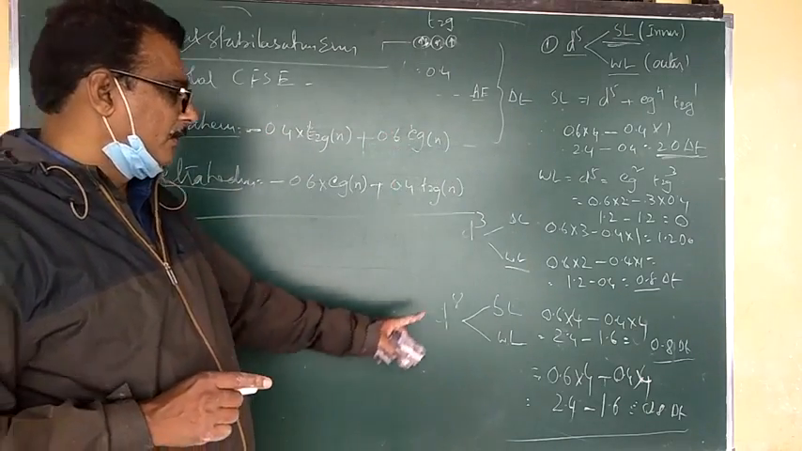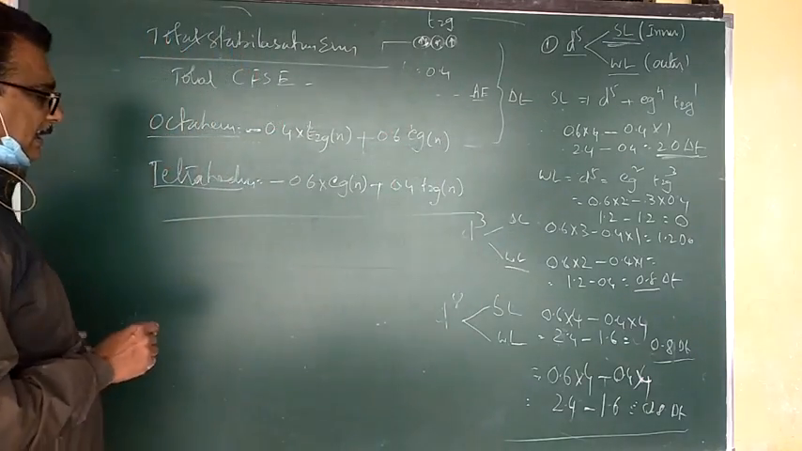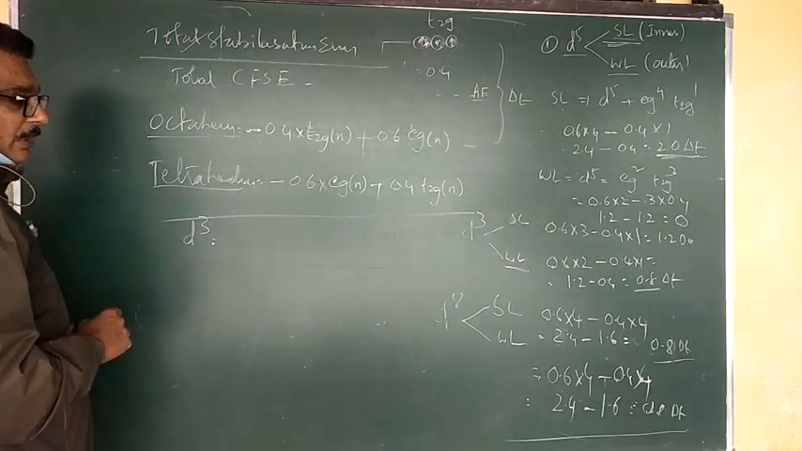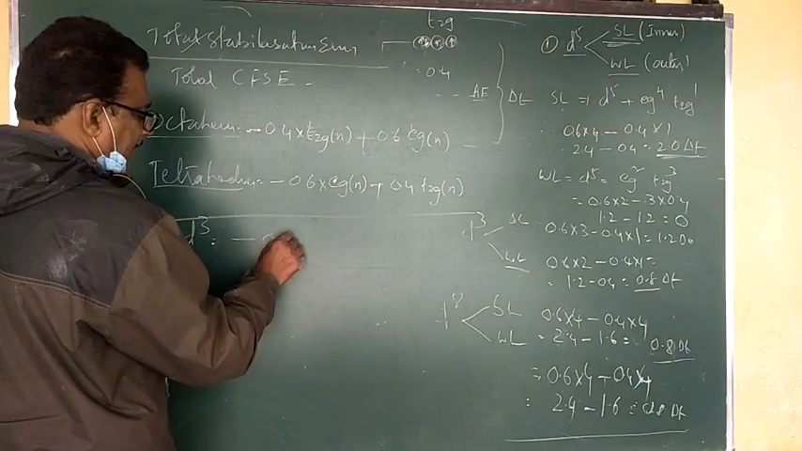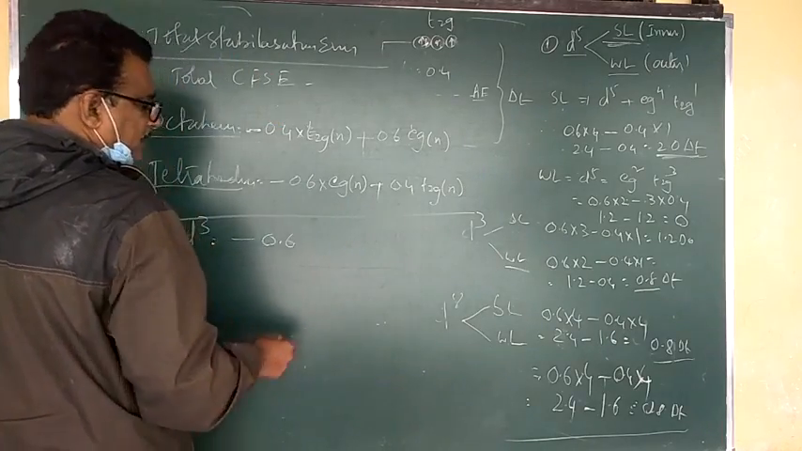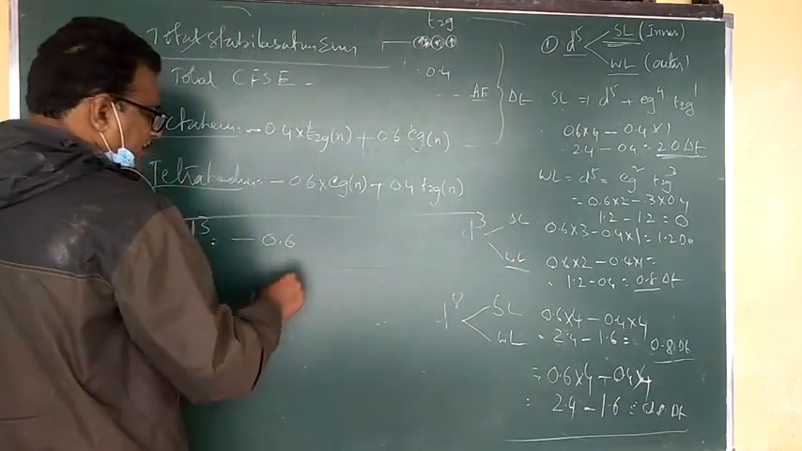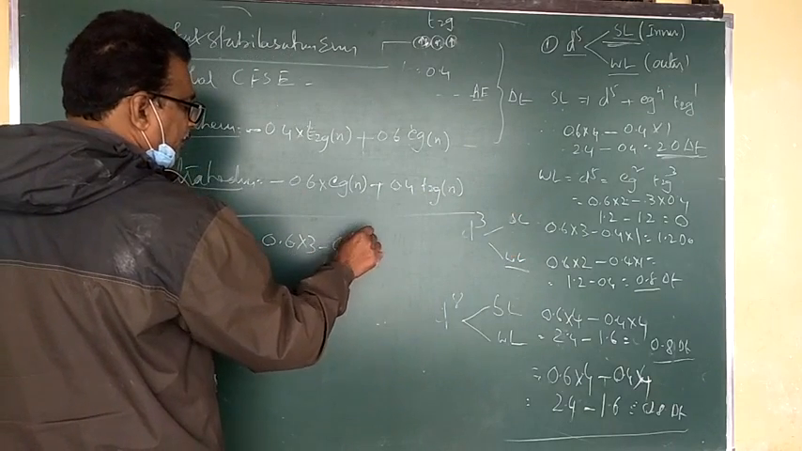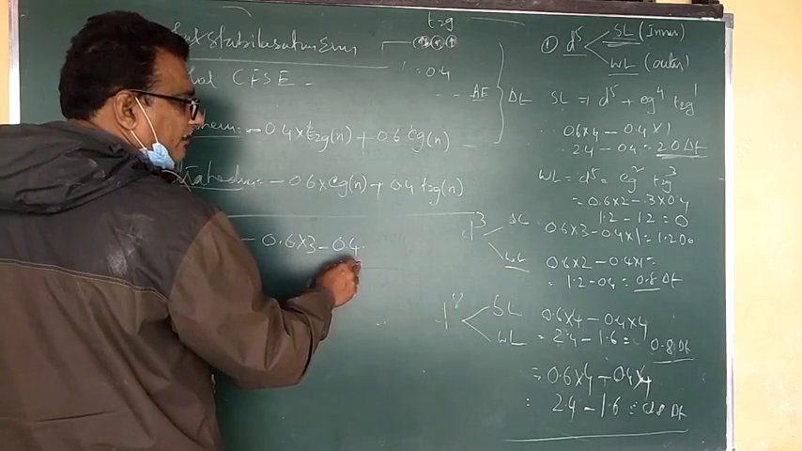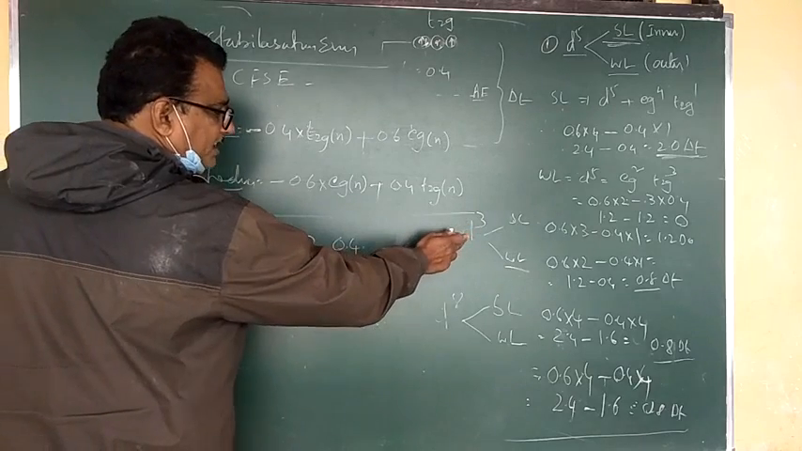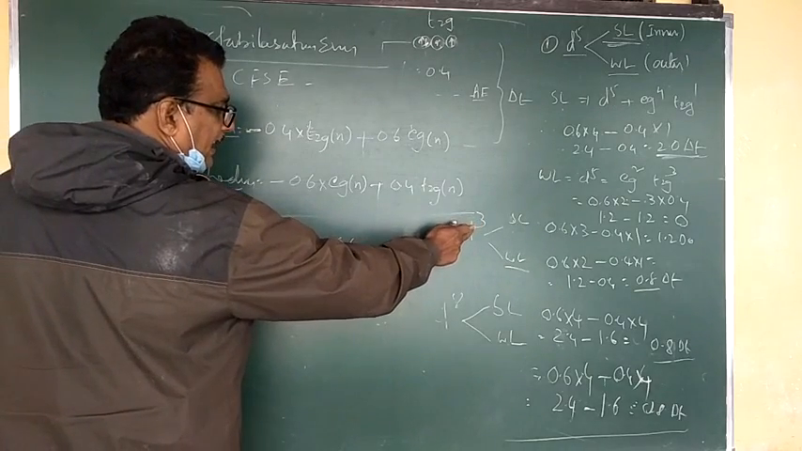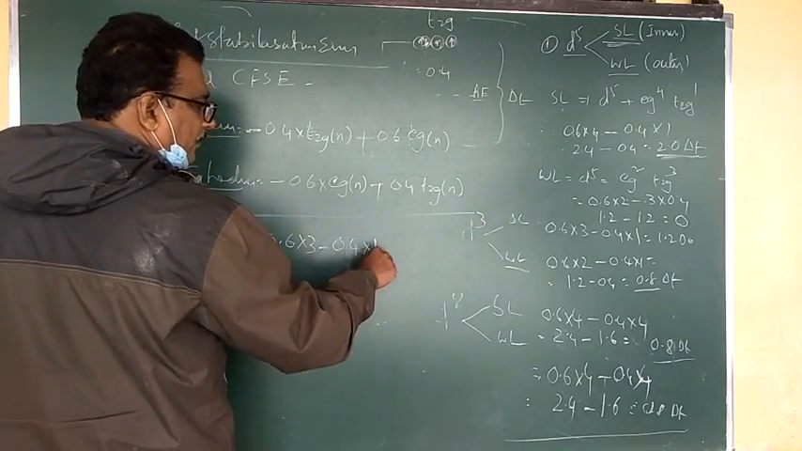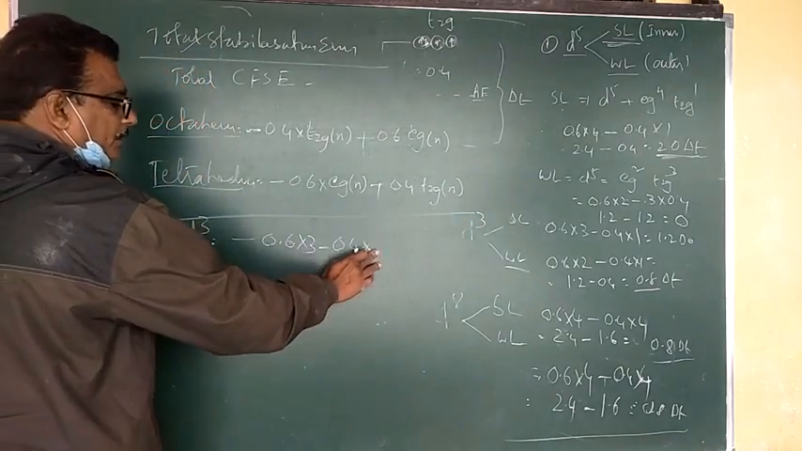One example: a d3 system, tetrahedral d3 system. How to calculate the total stabilization energy? It is minus 0.6 into 3 minus 0.4 into 0. For a d3 system with a strong field ligand, the electrons first go into Eg, after that T2g, so the T2g part is 0.